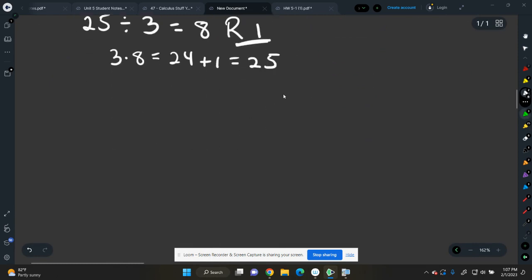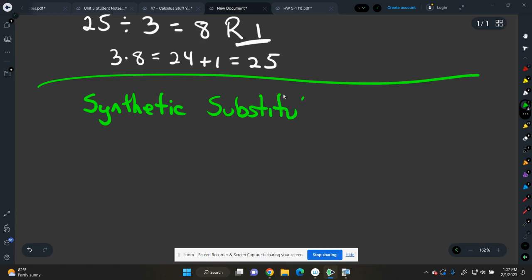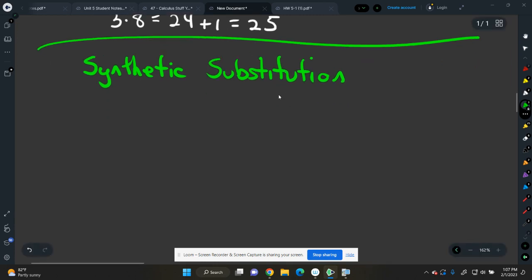So last night you did the practice of division. Today we're going to look at what we call synthetic substitution. And this is kind of cool because it's much faster than normal substitution, okay?